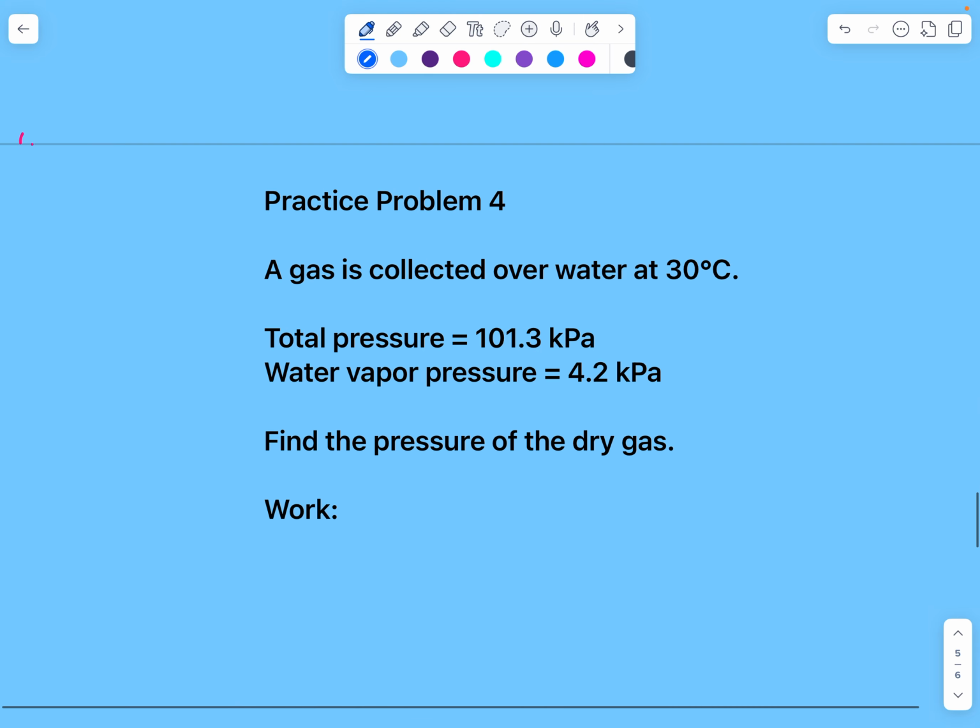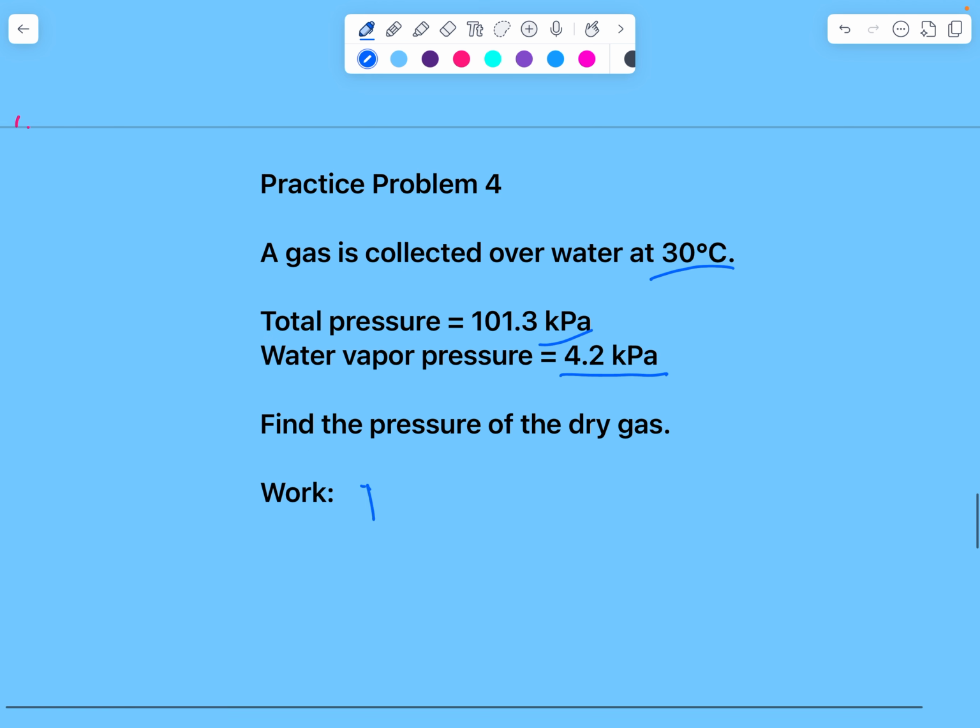Let's look at problem number 4. A gas is collected over water. Manometer reads 101.3 kPa at 30 degrees. So these are all important, right? At 30 degrees Celsius, P H2O is 4.2 kPa. And they want us to find the pressure of dry gas, okay? So P dry is P total minus the water, right?